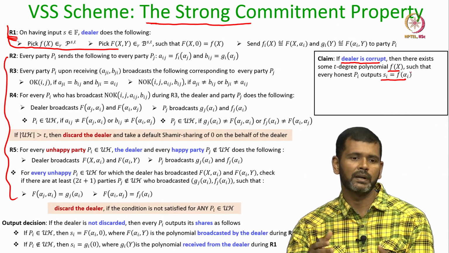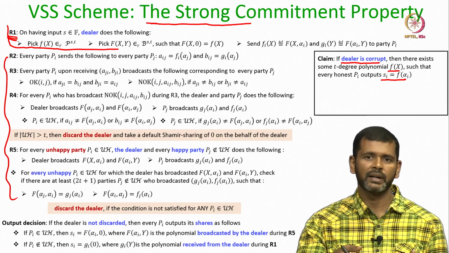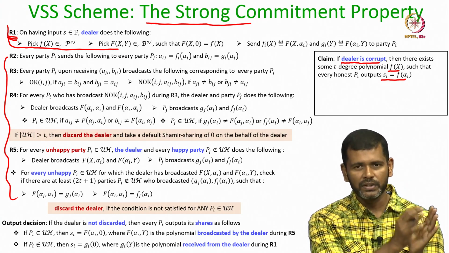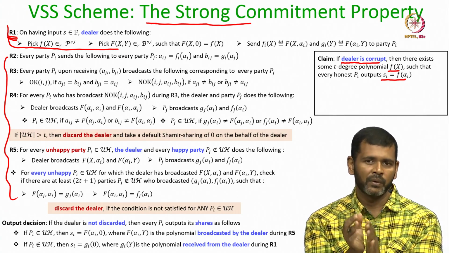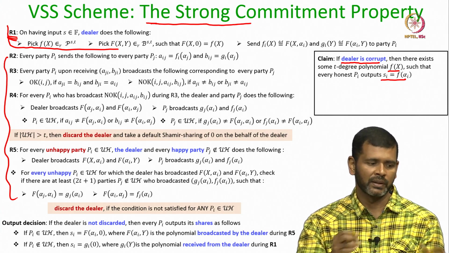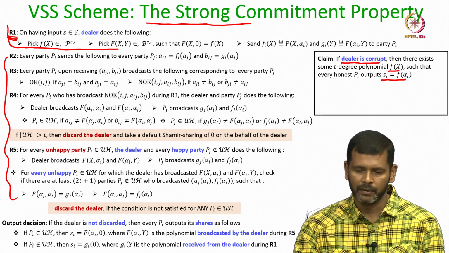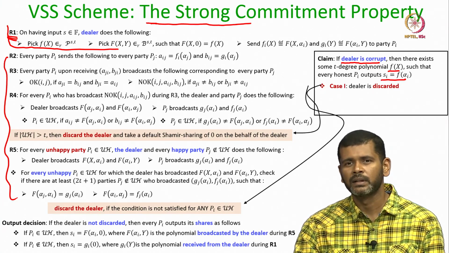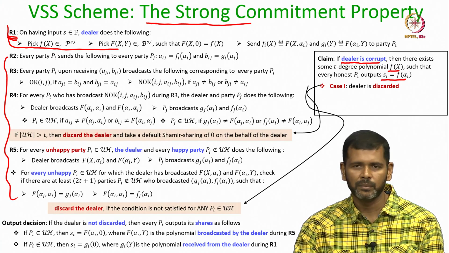If we show this property, then what we are showing is that this VSS scheme ensures that whatever an honest dealer is supposed to do, even a potentially corrupt dealer is also doing the same. It cannot deviate. So, there are 2 possible cases here for proving this claim, depending upon whether the dealer gets discarded or not in the protocol.